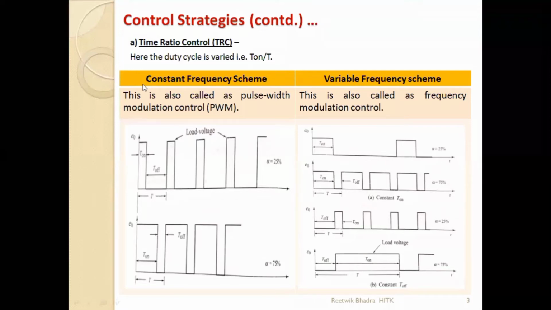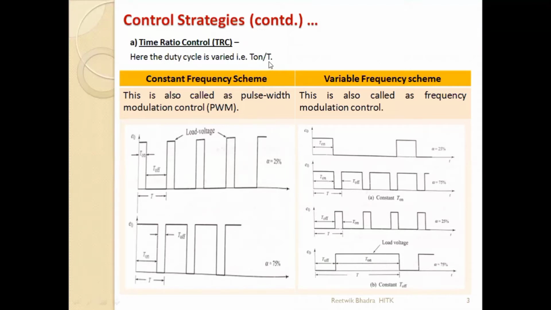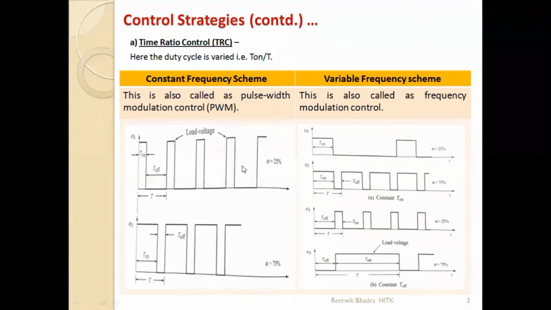So the scheme which we are using is the constant frequency scheme. Since your time period is constant, frequency will be constant. But what you can change is your duty cycle. If you change your T on, with T remaining constant, that means your duty cycle is changing. So if you take a smaller duty cycle, suppose it is 25%, this pulse width will be very small. So suppose this is 25%.